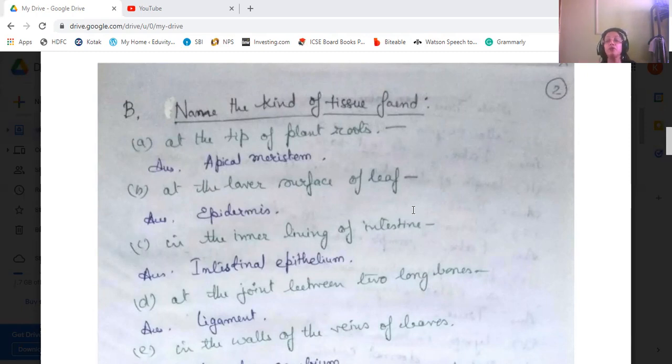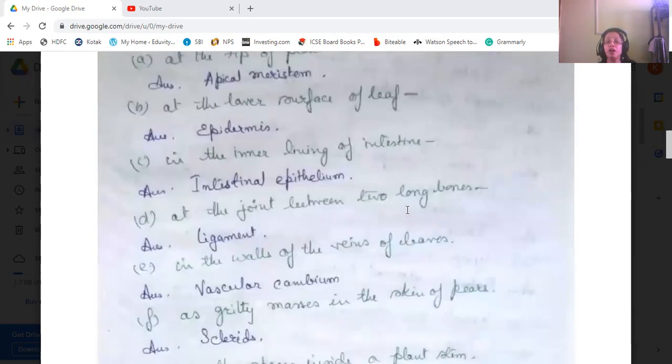Then, the tissue which is joining two long bones, where two long bones are joined, that is the ligament. And the one joining muscle to bone, that is tendon. Okay. Then the kind of tissue which is found in the walls of the veins of the leaves, it's vascular cambium. The tissue which is found as a gritty mass in the skin of the pears, it is the sclereids which are found.